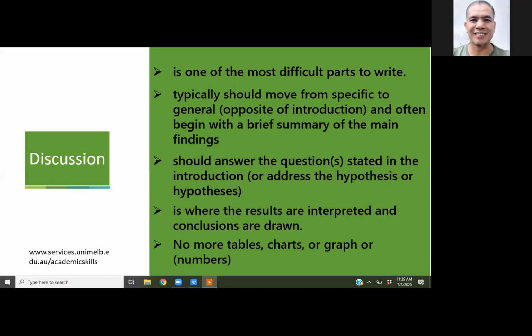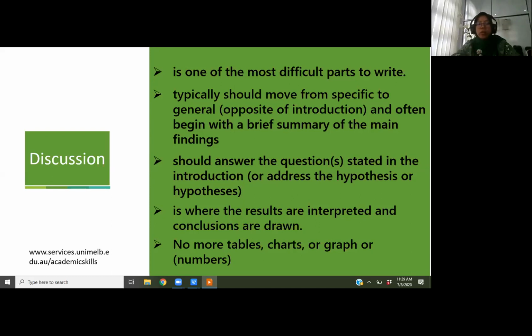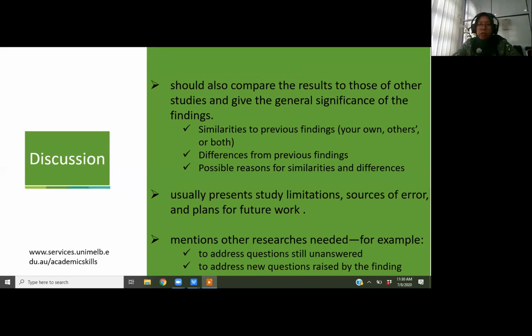So no more tables. This one is important. No more tables, no more charts, no more graphs or numbers in your discussion. It's just a summary of your finding and then your opinion and your comment on that finding, by relating it, comparing the result to other studies, and giving the general significance of the finding.